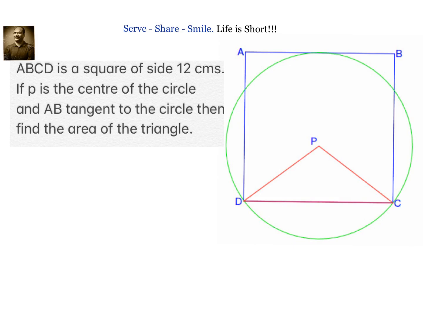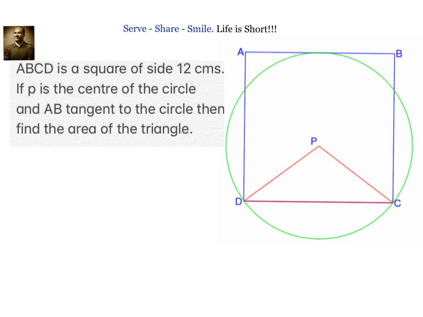Let us look at this problem. We have been given that ABCD is a square of 12 centimeter. P is the center of the circle, and the circle touches AB and also passes through C, D. We have to find out the area of triangle PDC.